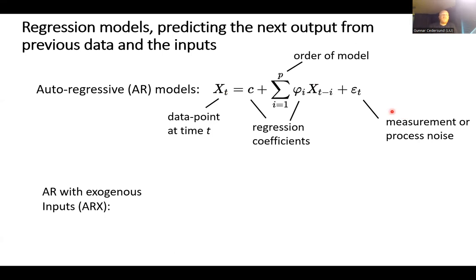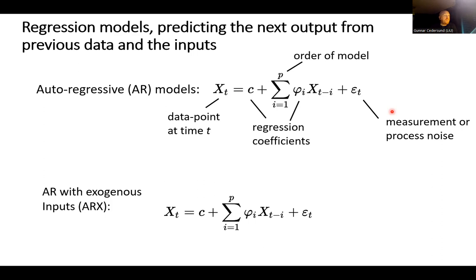So this is a very, very common type of model, and there are different versions. The second version that we look at here is when we have an extra input as well. So when we can do things to the system, and that will impact what happens to the system.